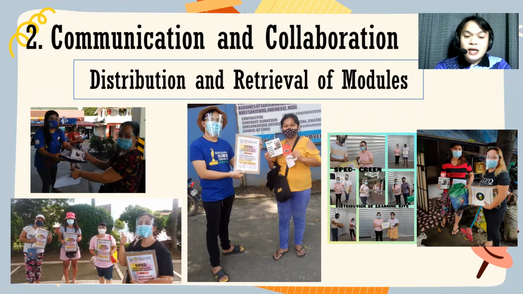For the distribution and retrieval of modules, we have two schemes. First, we do have the house-to-house retrieval and distribution of modules. Alongside with home visitation, it's like hitting two birds with one stone. We can personally make conversation with the parents, plus the distribution and retrieval of modules and other materials. The second scheme is the meet-up. We are setting a place and time to meet parents in one place for distribution and retrieval, but still, along with this is the kumustahan with parents.